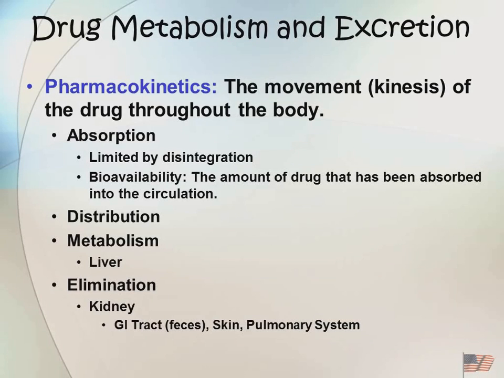So, pharmacokinetics, fancy name for how the drug moves throughout the body. And there's really four key phases. The first one is absorption, which is basically limited by disintegration. So how easy the drug is to break down is how quickly it is absorbed. We talk about the term bioavailability being the amount of drug that is ultimately absorbed into the circulation and is available for some kind of action.